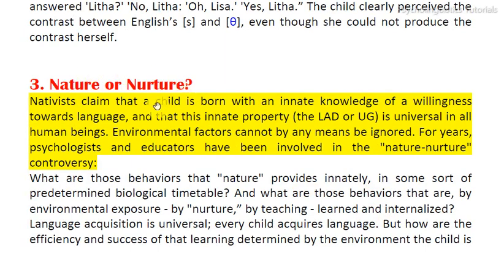Okay, the third is nature or nurture. Nativists claim that a child is born with an innate knowledge of, or a willingness towards, language, and that this innate property, the LAD, is universal in all human beings. Environmental factors cannot by any means be ignored. For years, psychologists and educators have been involved in the nature nurture controversy.